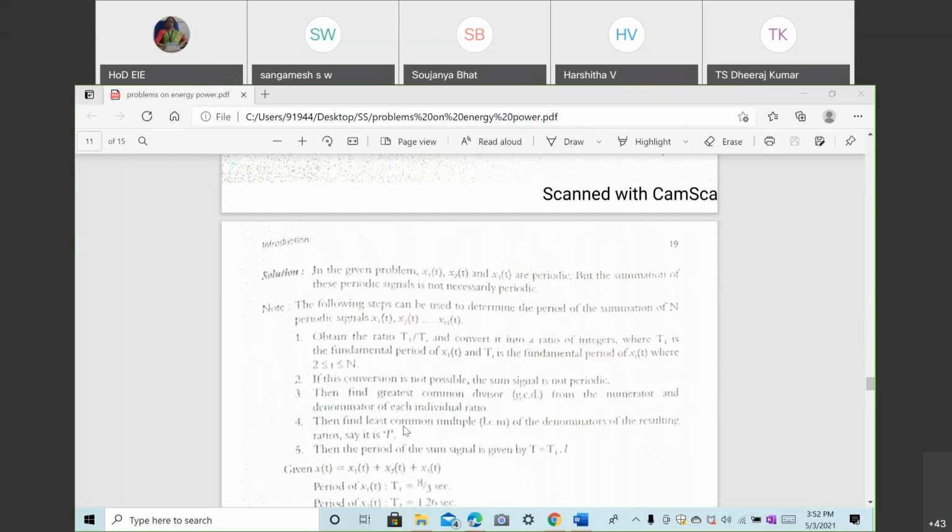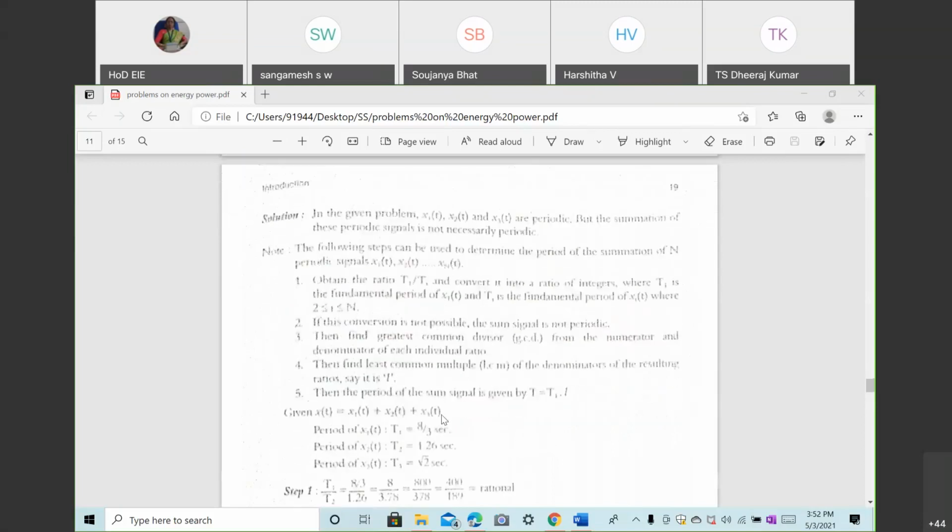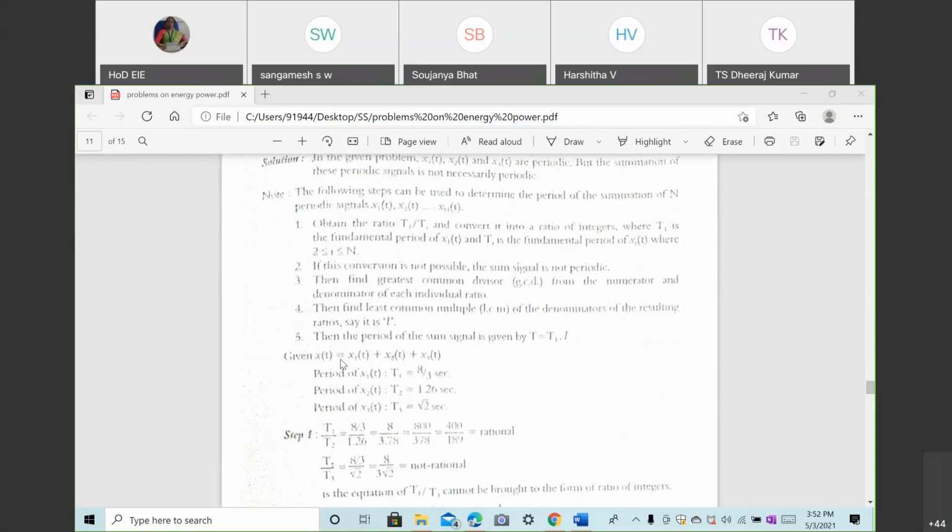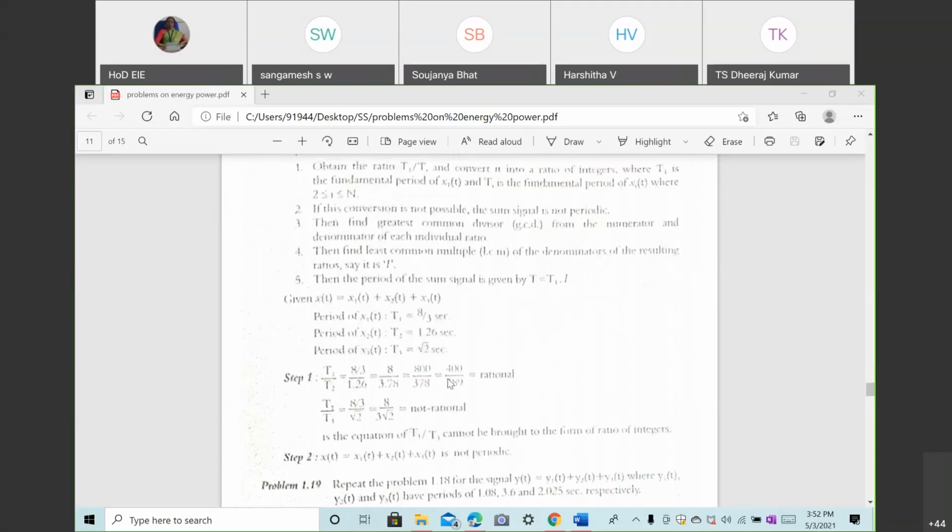Then find the least common multiple, LCM, of the denominators of the resulting terms. Say it is L. Okay. Then the period of the sum signal is given by T equal to T1 into L. Okay, here x of t equal to x1 of t plus x2 of t plus x3 of t. They have given the periods T1 8 by 3, T2 1.26 and T3 that is root 2 seconds.